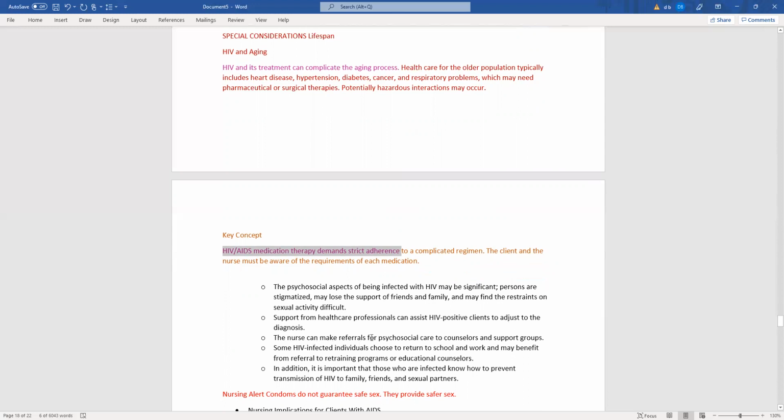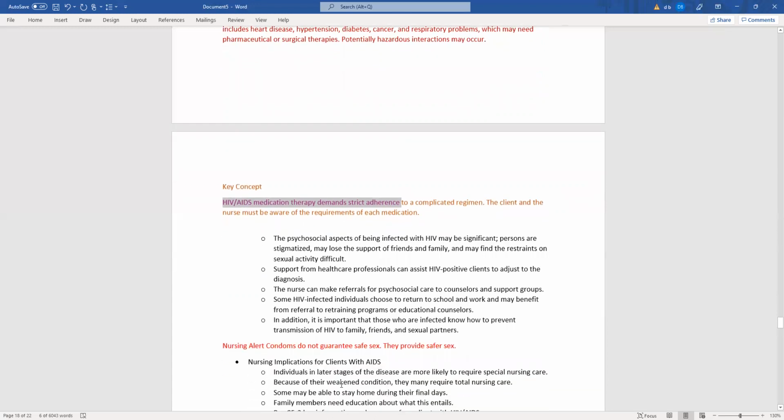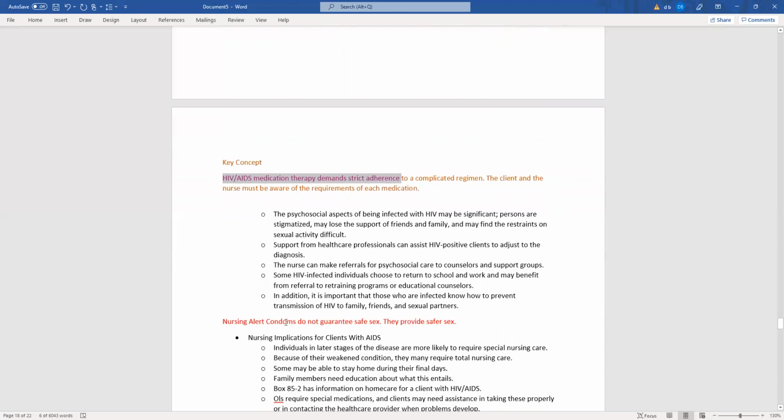The nurse can make referrals for psychosocial care to counselors and support groups. Some HIV infected individuals choose to return to school and work and may benefit from referral to retraining programs or educational counselors. In addition, it is so important that those who are infected know how to prevent transmission of HIV to family, friends, and sexual partners. So, nursing alert: condoms do not guarantee safe sex. They provide safer sex.